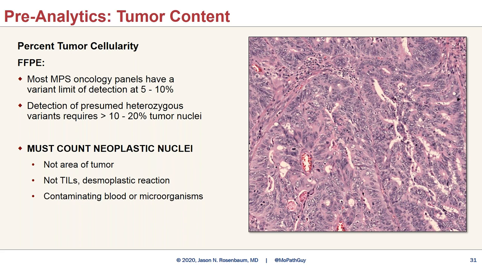An important thing to point out is that the goal here is to count neoplastic nuclei, not the area of tumor. So it wouldn't be unreasonable, in the first week of residency, for someone to look at this and say, what is this? But it also wouldn't be unreasonable for a person to look at this and say, well, that's 100% tumor by area, right? Because it is. This whole thing represents tumor.